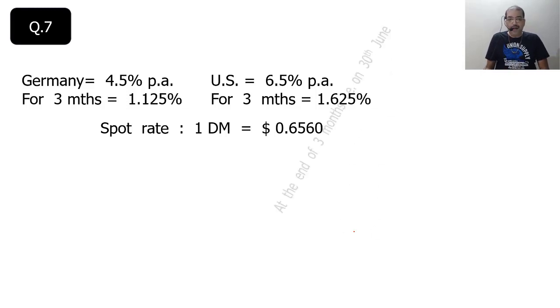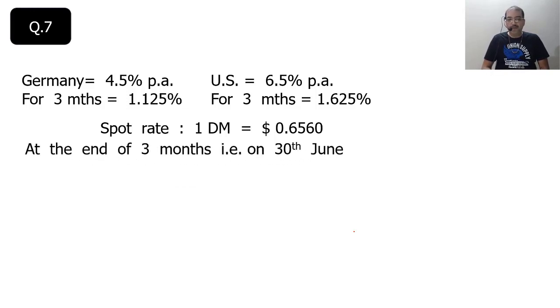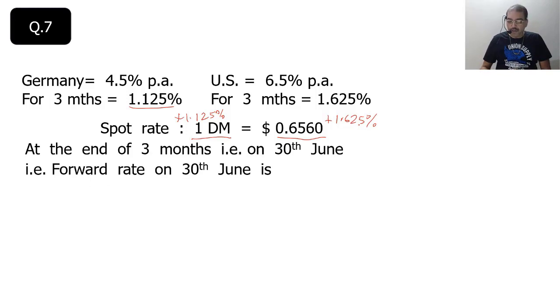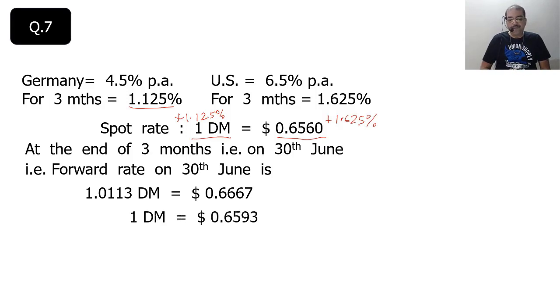Okay. Now what do I do? At the end of 3 months, on 30th June, what is going to happen? This is going to increase by 1.125%, and this is going to increase by 1.625%. So you will get the forward rate on 30th June. 1 plus 1.125% is 1.0113 Deutschmark, and 0.6560 plus 1.625% will give you 0.6667. Divide 0.6667 by 1.0113. This is your 3 months forward rate. Clear?